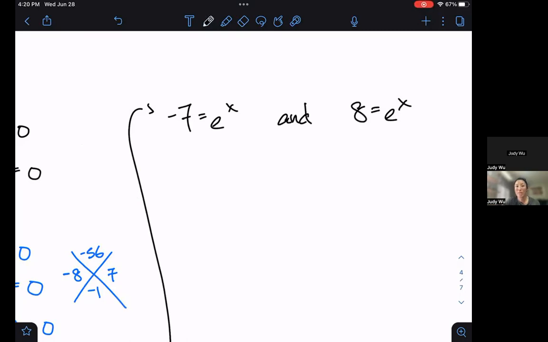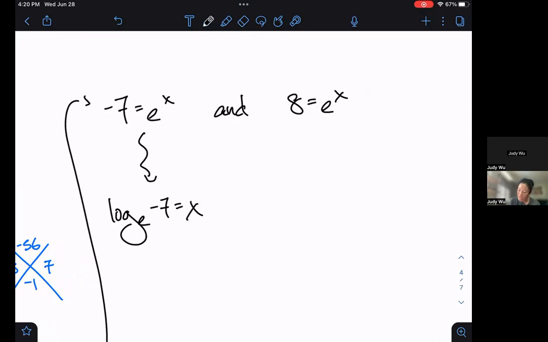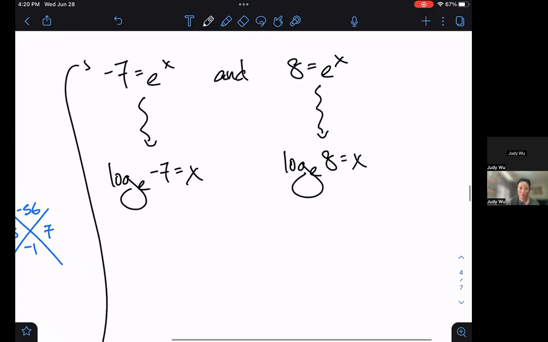And now we think about, well, how do I solve an exponential equation? I got to rewrite it in log form, right? And so if I rewrite this one in log form, I'm going to get log base e of negative 7 equals x. And if I do the same thing for the other term, I'm going to get log base e of 8 equals x. All right. Now, we should remember that log base e is the same thing as ln of negative 7 equals x. And over here, ln 8 equals x.